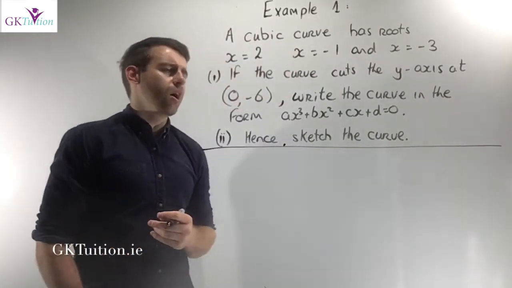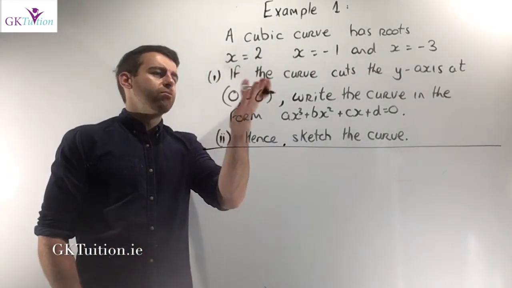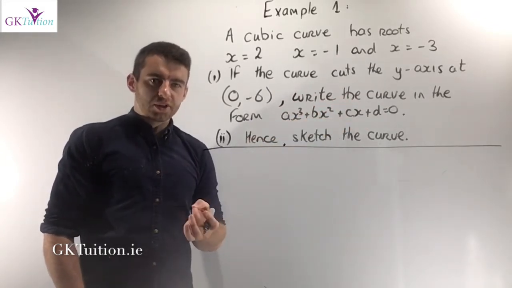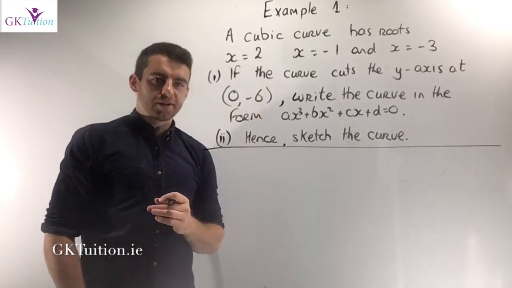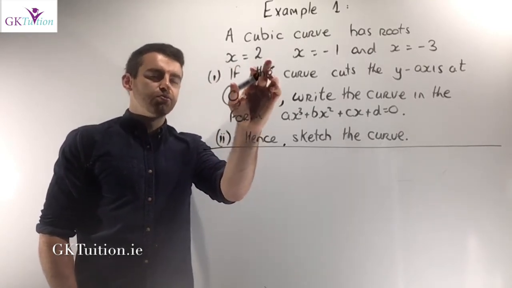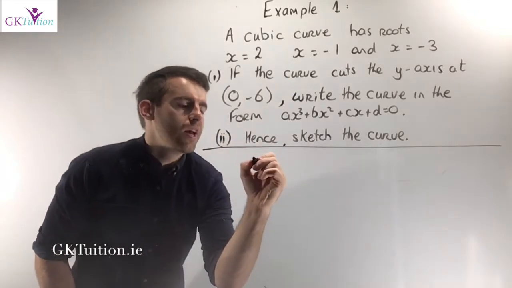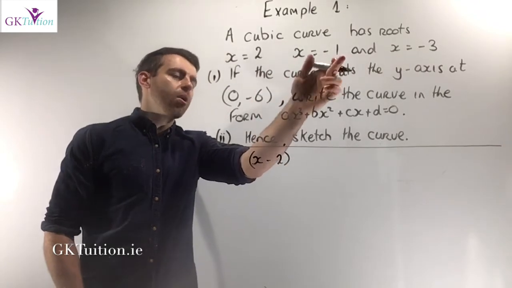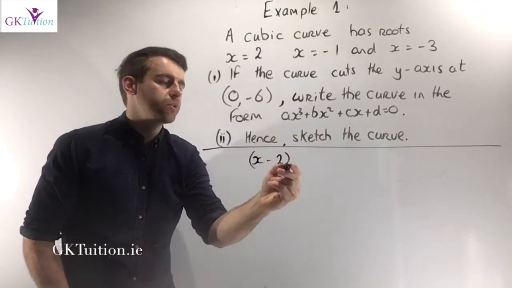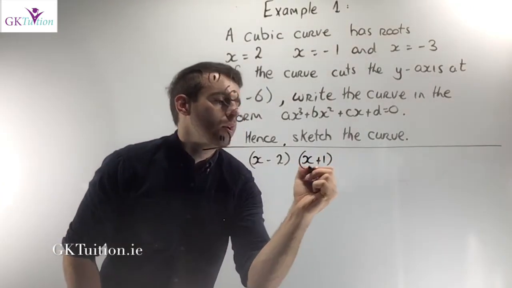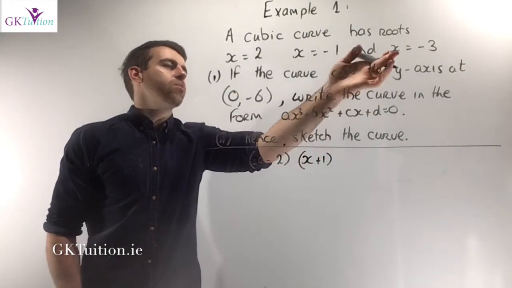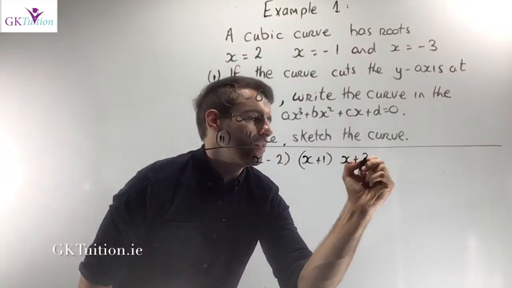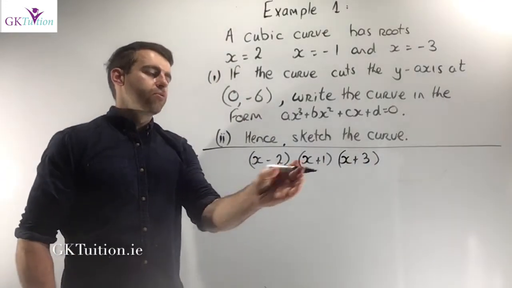If we just look at part 1, we're asked to write the curve in the form ax cubed plus bx squared plus cx plus d. In order to do that, I need to turn my roots into factors. If x equals 2 is a root, I subtract 2 from both sides and I get x minus 2 is one of the factors. If x equals minus 1 is a root, I add 1 to both sides and I get x plus 1 is the second factor. And if x equals minus 3 is the third root, I add 3 to both sides, and I get x plus 3 is the third factor. So now I have my three separate factors.